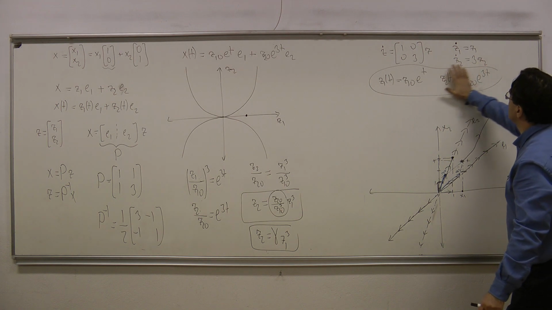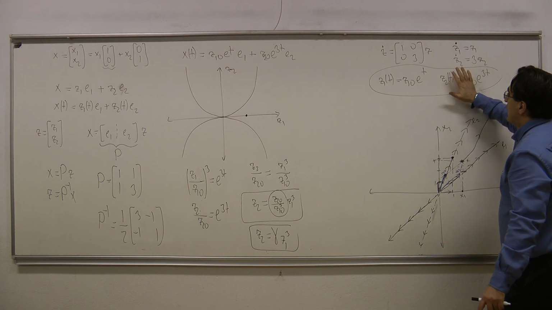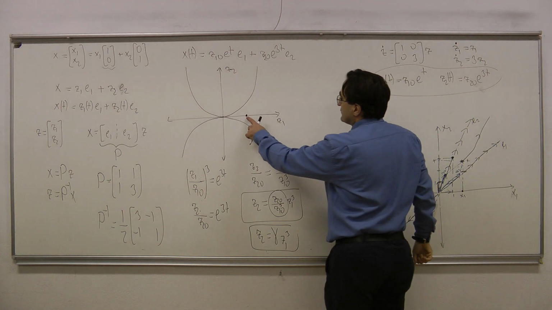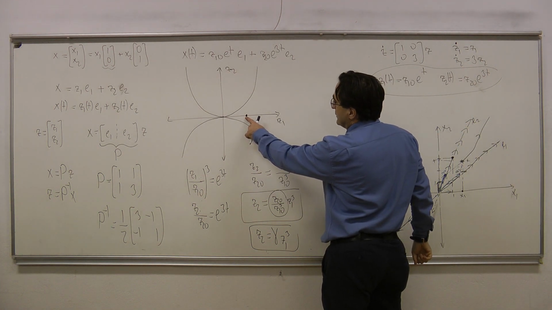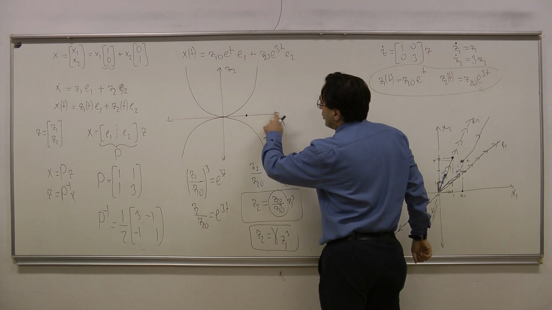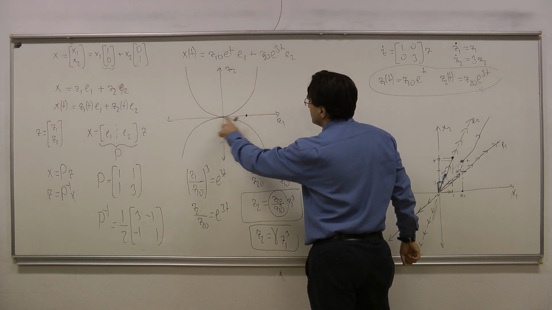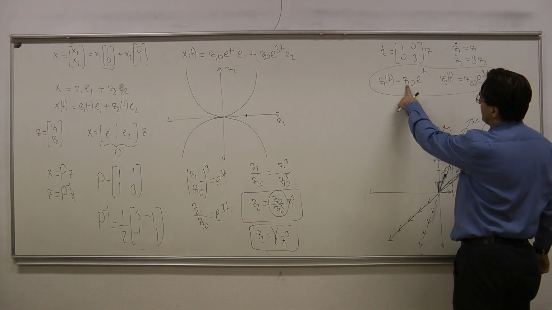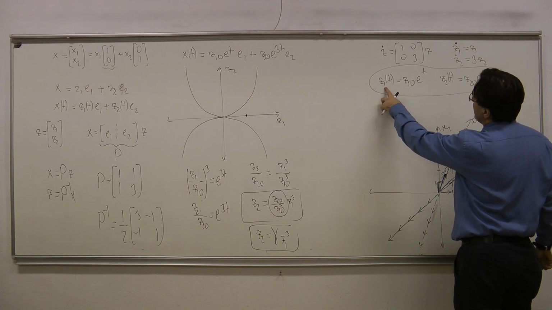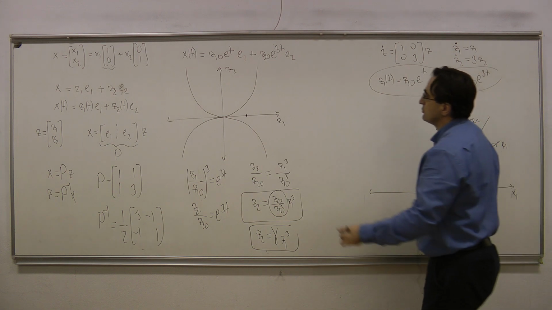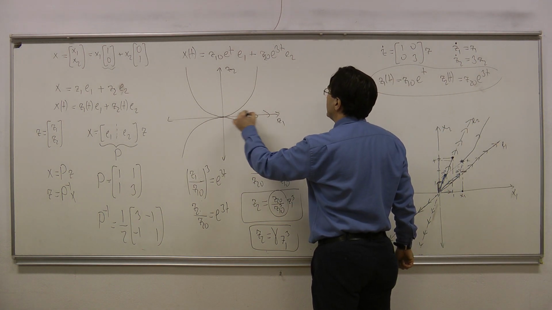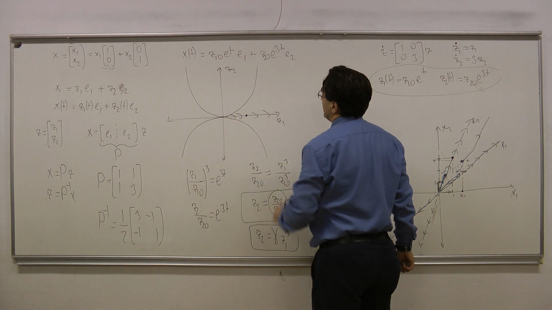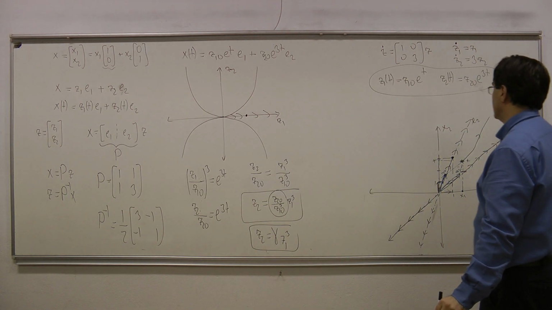So I have just 0 for Z2, and that means that the trajectories of this system on this line would always remain on this line. Okay? And Z10 is positive, and that means that Z1 of t is going to be diverging towards infinity. So on this line, the trajectories would be towards positive infinity.